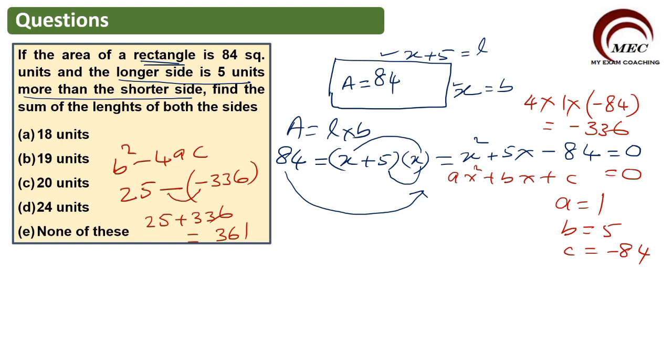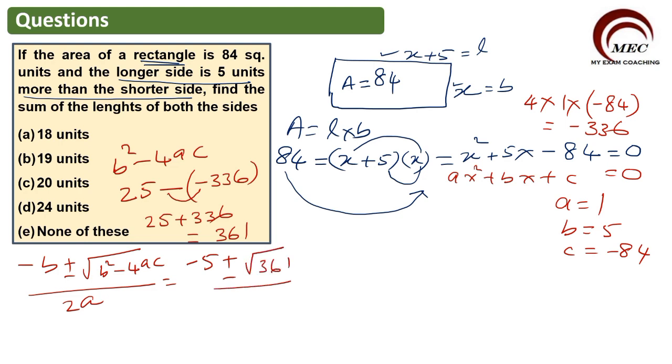Now let us put it in the quadratic formula. Minus b plus minus root b square minus 4ac by 2a. This will become minus b is minus 5 plus minus root 361 by 2. So this will be equal to minus 5 plus minus root 361, which is 19, divided by 2.